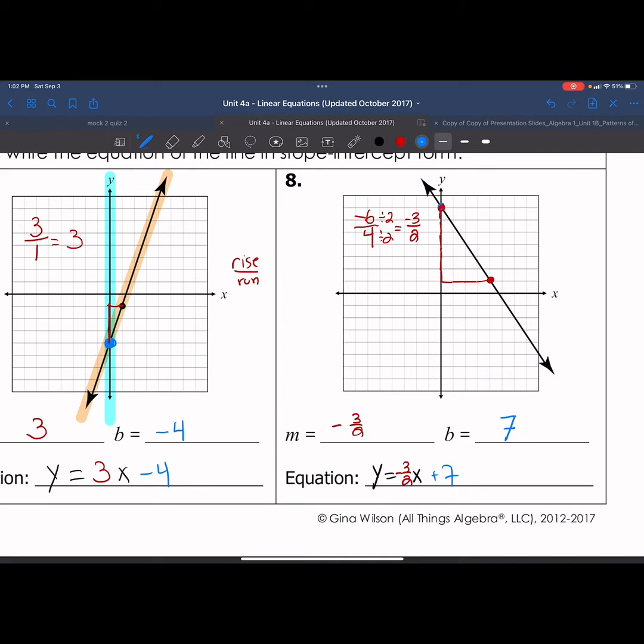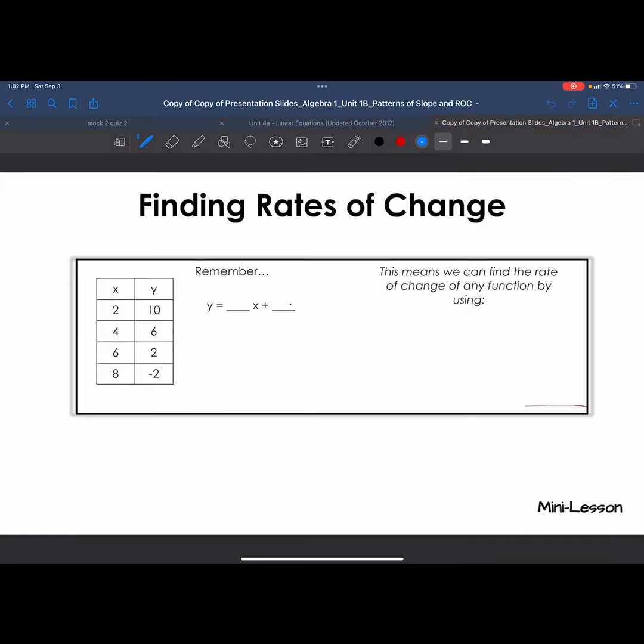Now we're going to continue on, and we're going to do something a little more real world like. We're going to talk about rate of change, which is just a slope, and we're going to talk about writing equations using different forms. I'm going to skip this one for right now and come back to it. Well, I'm not going to skip it. I'm just going to use this space to do it a different way.